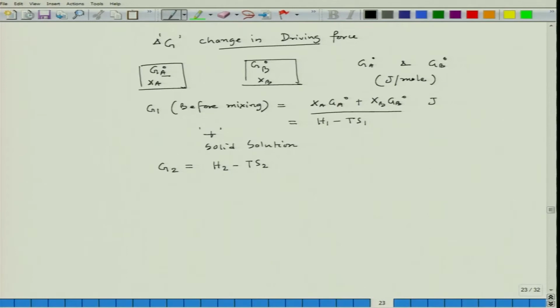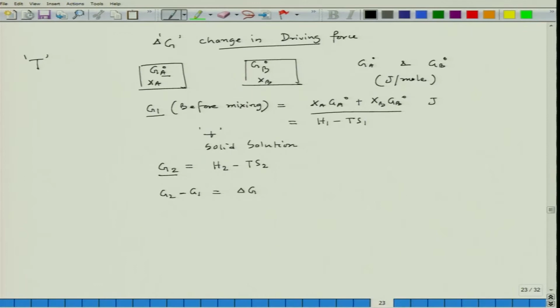And the temperature, as we have mentioned already, is the temperature where we are trying to mix them. Now, before mixing, this was my free energy G1, and after mixing, the free energy of that particular solid solution is G2. Then what is the change in free energy for the formation of the solid solution? It is G2 minus G1, which is equal to del G.